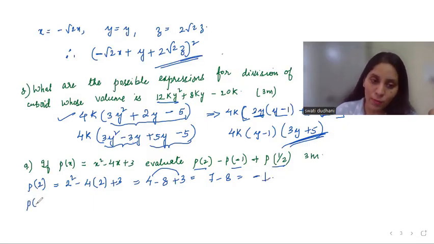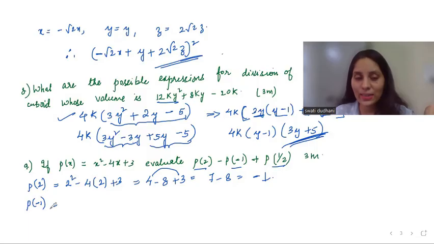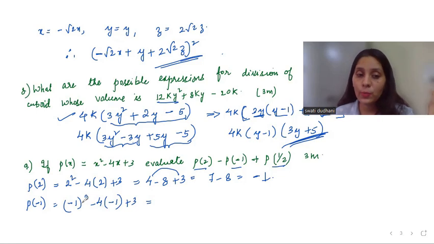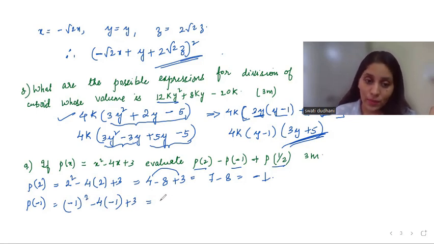Next, p of minus 1, the polynomial at negative 1. Substitute minus 1 in this expression. Minus 1 whole square plus 4 into minus 1 plus 3. So when the power is even, the negative becomes positive. So minus 1 whole square is 1, minus into minus is plus 4, plus 3. So 4 plus 3 is 7, plus 1, 8.